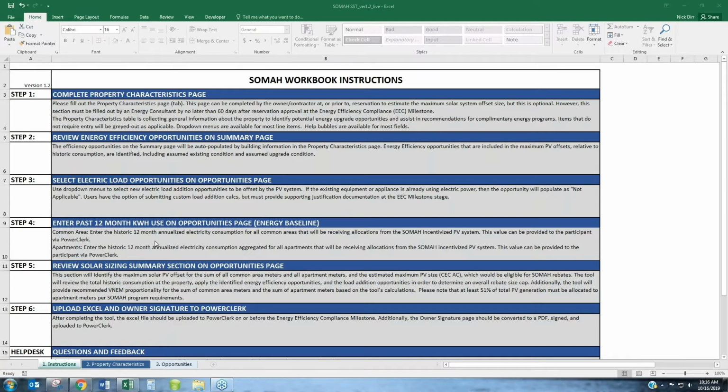The next step would be to enter the historic electricity consumption as aggregated for the common areas and for the tenant accounts. And this will be provided to you via PowerClerk. Finally, you can review the overall outputs of the tool, and then ultimately you will need to upload the Excel file to PowerClerk at the energy efficiency compliance milestone stage. And additionally, there is a signature page that the owner will be required to initial and sign, and you'll upload that PDF to PowerClerk as well.